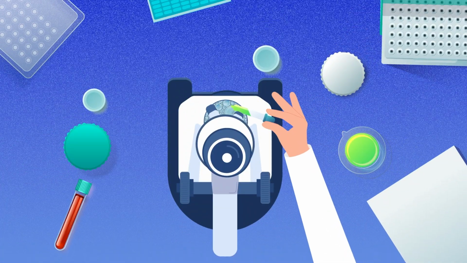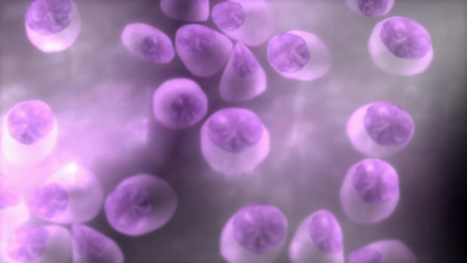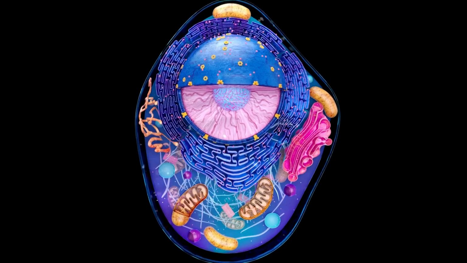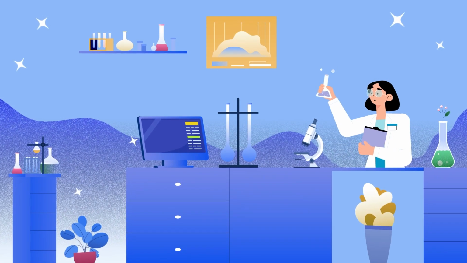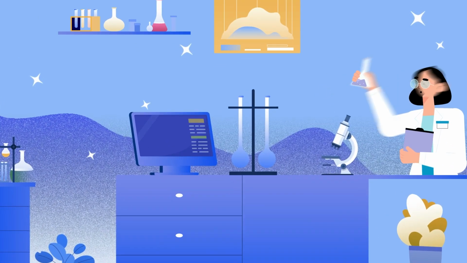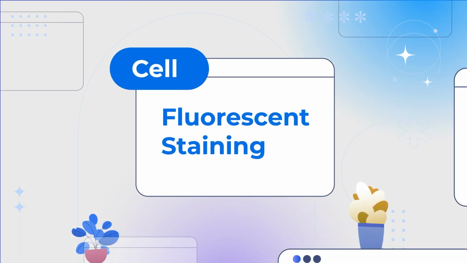Cell staining is a microscopy technique used to enhance the contrast of cells and their components, making them more visible and allowing for detailed visualization of structures like nuclei and organelles, aiding in fields like medical diagnostics and research. TCI offers a wide range of products suitable for cell biology studies.